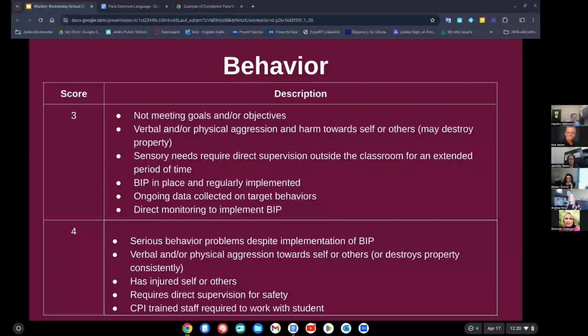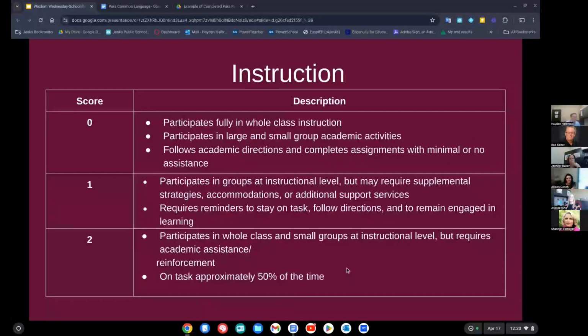criteria would be serious behavior problems despite the implementation of a behavior plan, verbal and physical aggression towards self or others, destroying property, has injured themselves or others. They require that direct supervision to keep not only themselves safe, but students and staff safe. And then typically CPI trained staff, or in our case, it would be mindset trained staff, to work with those students when needed.